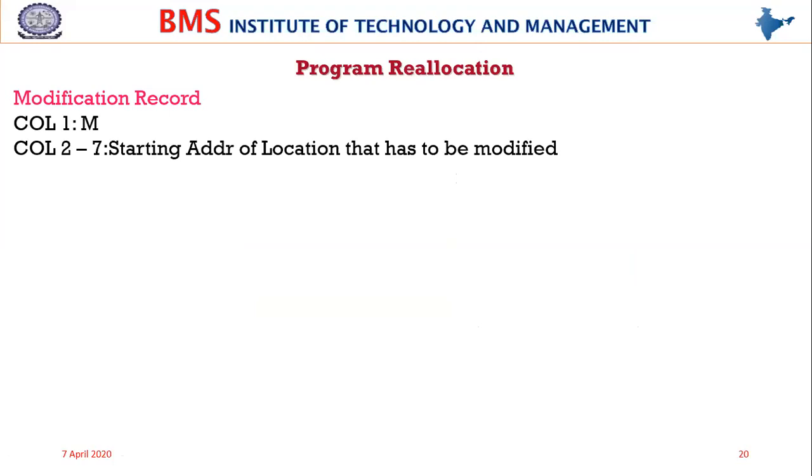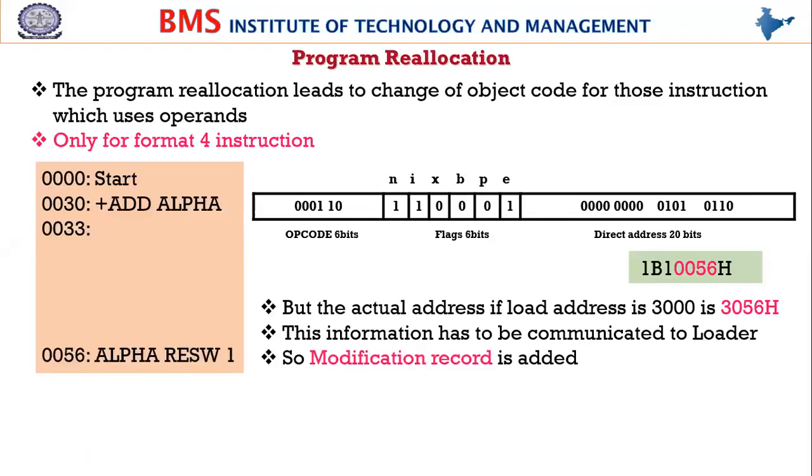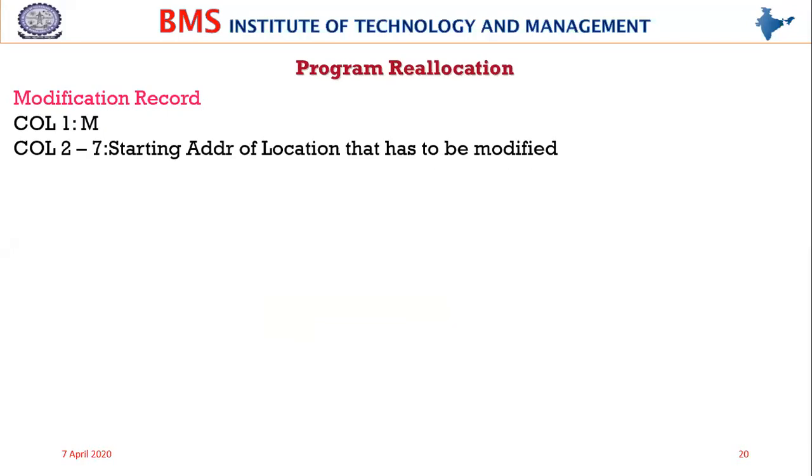Now the starting address of the location means exactly the place where the operand address starts, not where the instruction starts. In these 6 and 6 bits we have the opcode and flags. We should exclude those bits, and we are supposed to start from the place where the direct address of 20 bits is starting. That is to be kept in mind: the starting address of the location means not the instruction, but the place where the operand address is starting.